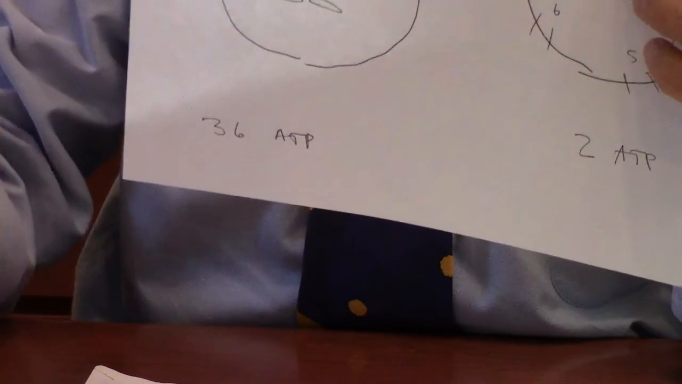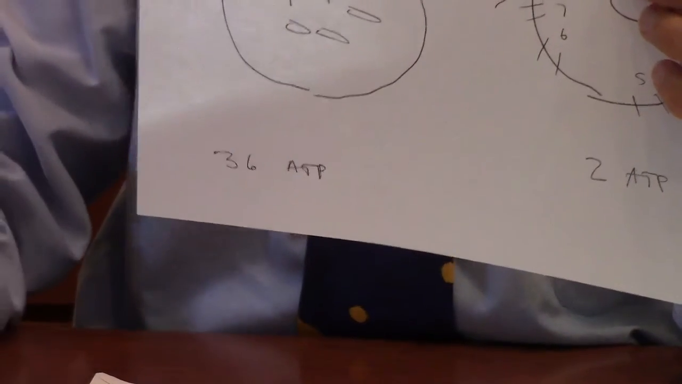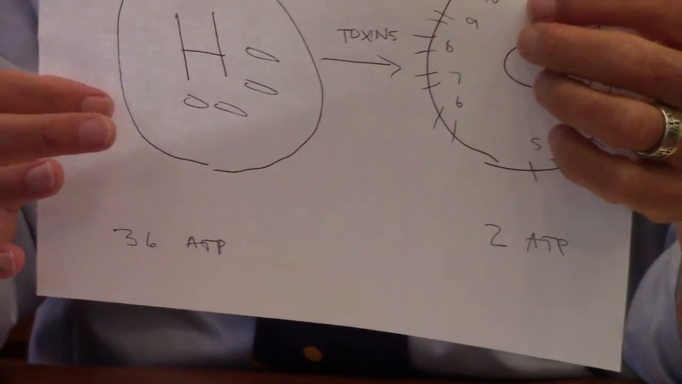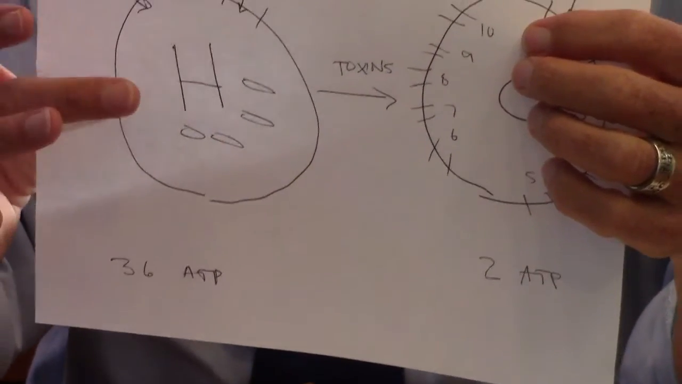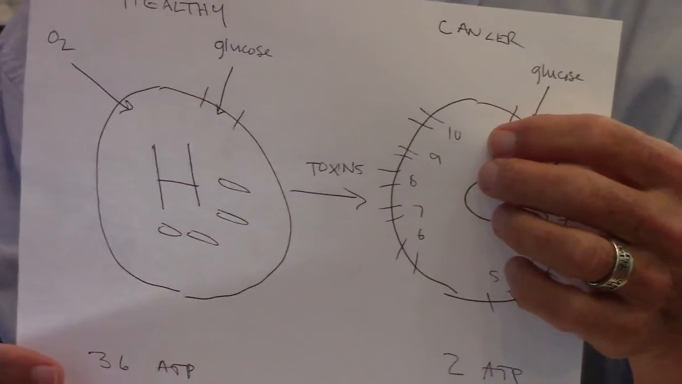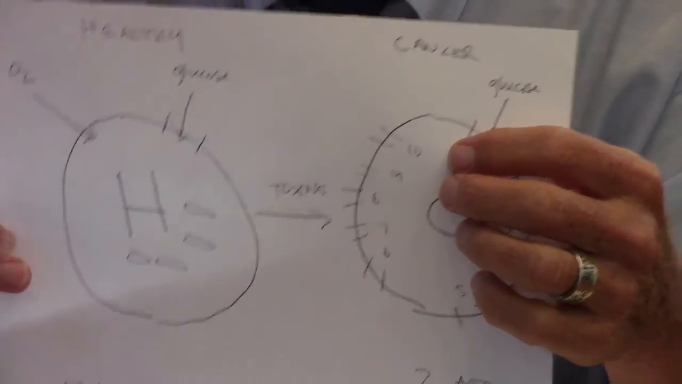So if it's a hair cell, it uses ATP to grow hair. If it's a liver cell, it uses it to detoxify or make a protein. And when this is working correctly, when an oxygen and a glucose combine, you get 36 of these ATP units. And that's enough energy so that the cell can do work.